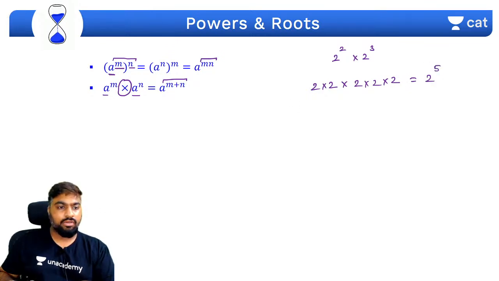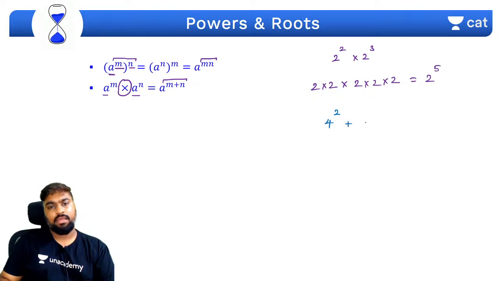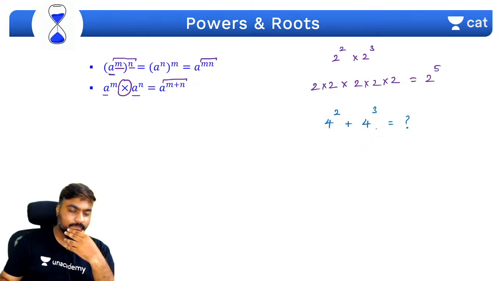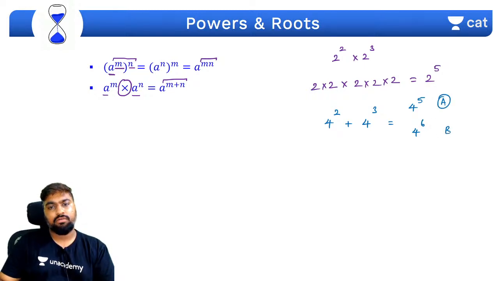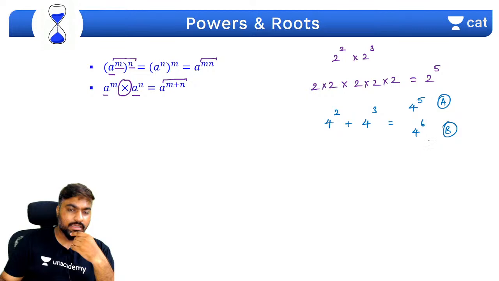Sorted? Can you guys quickly answer this? Quickly tell me how much would 4 square and 4 cube be? This will be equal to 4 to the power 5 or 4 to the power 6. Option A or option B? Quick. Is it option A or option B?